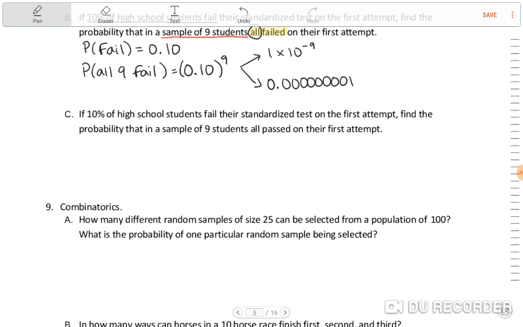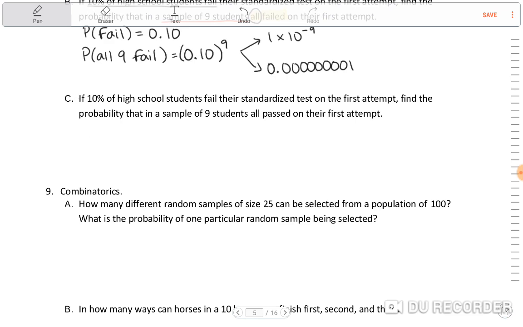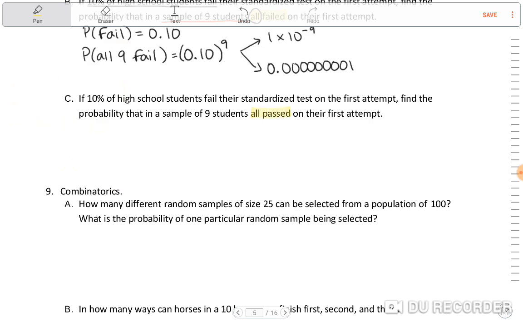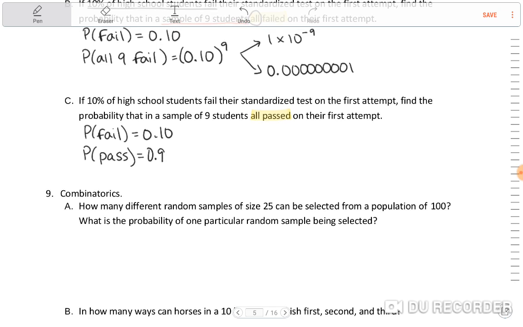So now we go to part C, which says if 10% of high school students fail their standardized test on the first attempt, find the probability that in a sample of 9 students all passed on their first attempt. Okay, so all passed, right? So we need to know the probability that someone passes. Well, we know the probability that they fail is 0.10. So what would be the probability of passing, right? What's the difference between 1 and 0.10? Or you could say 10% and 100%, right? So if 10% fail, then that means that 90% pass. Or in other words, we could say 0.90.